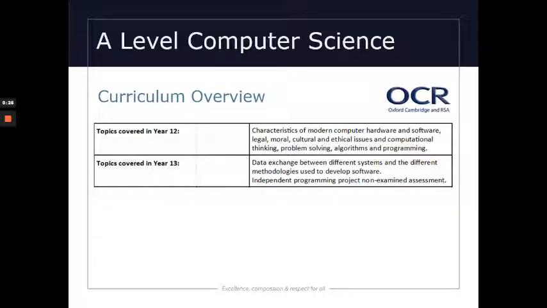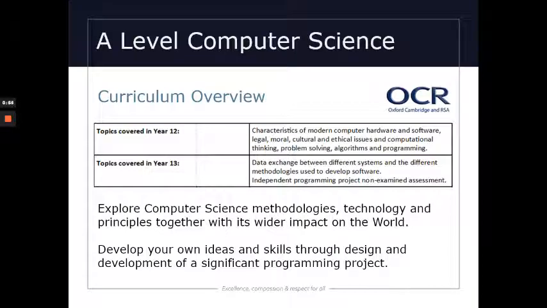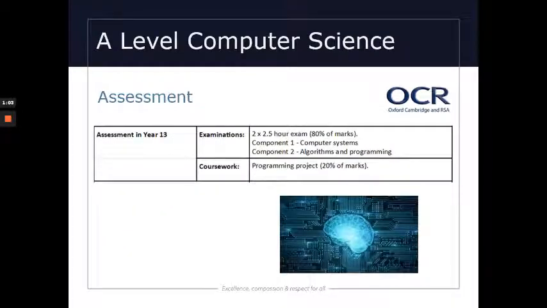Now, I say we cover that in year 12, but what we tend to do is interleave the various topics and try and cover them in parallel so that we can look at complementary areas of different topics. But essentially we are covering the OCR syllabus. There will be a significant programming project which I'll talk about in a moment. But essentially what we're looking at is exploring the methodologies, technology and principles, together with its wider impact on the world. We're then going to allow the students to develop their own ideas and skills through design and development of a significant programming project. Most of that work will be done in year 13.